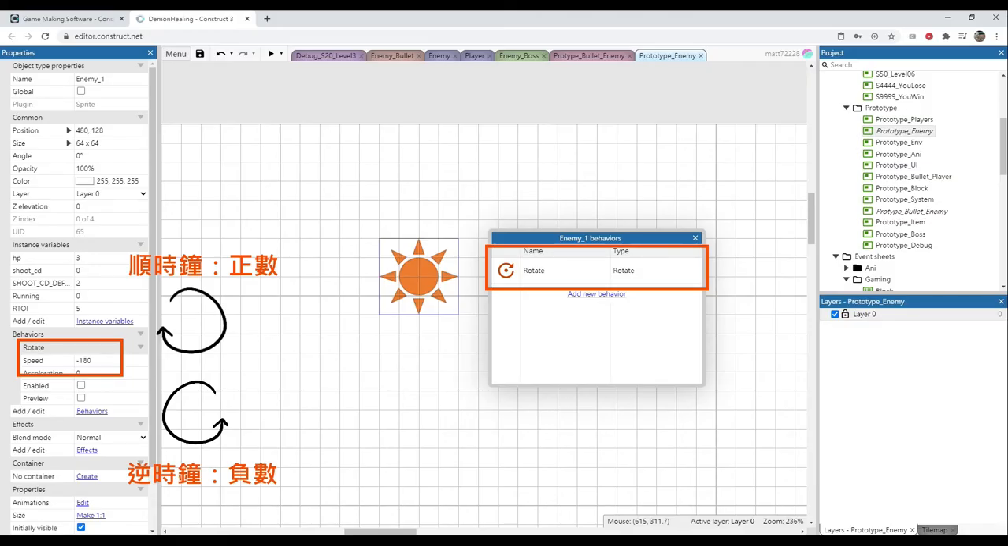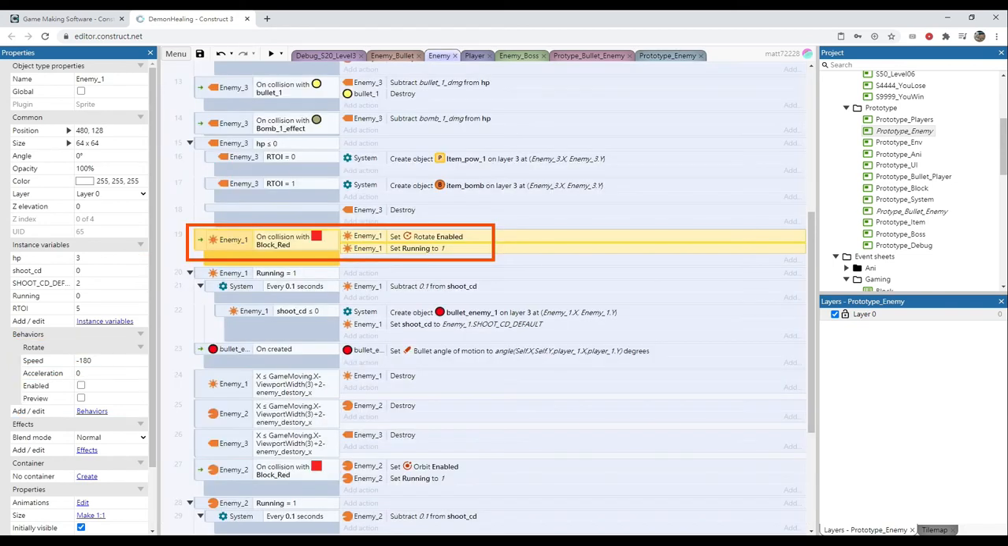The rotation part we can achieve with the rotate behavior. In the C3 rotate behavior, a clockwise angle is a positive number, and an angle against the clock is a negative number. The value represents how many degrees it turns per second. This way, we want the enemy to rotate in a counterclockwise direction, so we set it to minus 180 degrees. And then the same as before, it keeps in freeze mode before the enemy sees the player. So the default rotate behavior will be set to false. It will be set to true and let him start rotating the moment it is unfrozen.